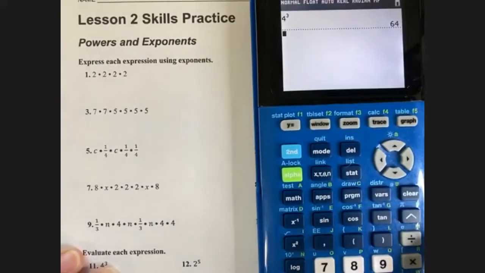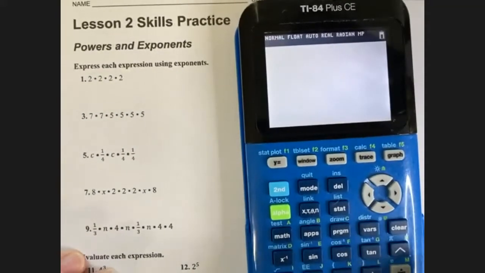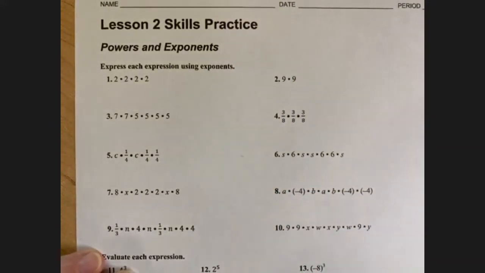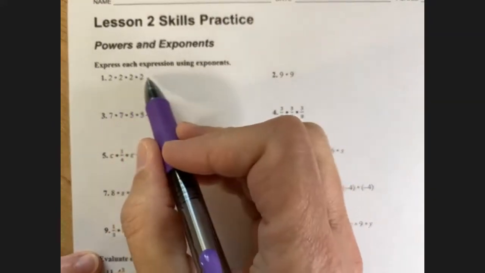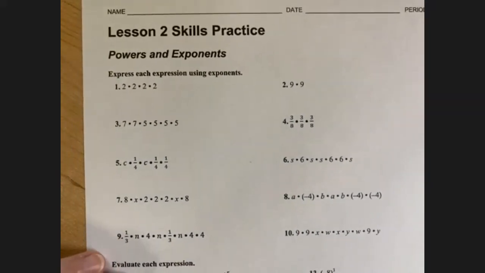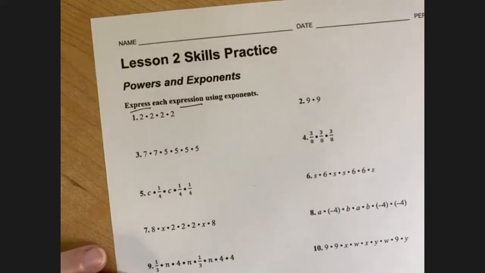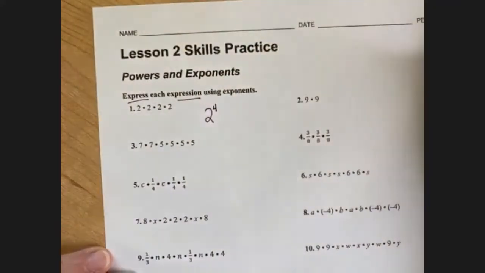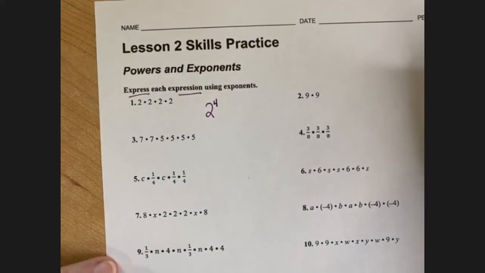And we will be using the TI84, so you'll need that calculator handy, and we're going to be writing these things out. So on number 1, it says 2 times 2 times 2 times 2. So you say, okay, how many 2's did I have? I had 4 of them. So to express it as an expression means it doesn't have an equal sign. It would be 2 raised to the 4th power, because there's 4 2's. It's that simple. I don't have to evaluate it.